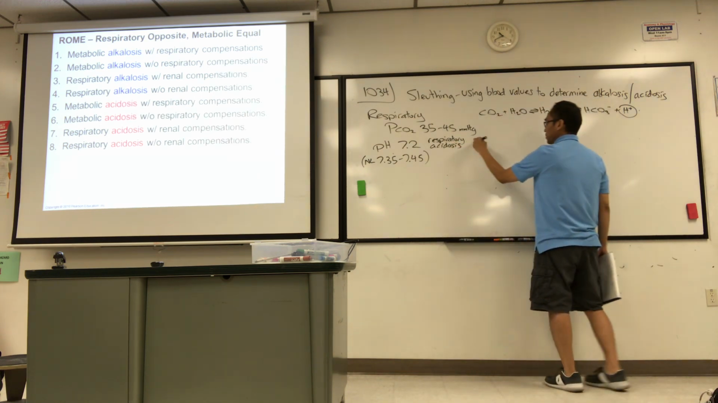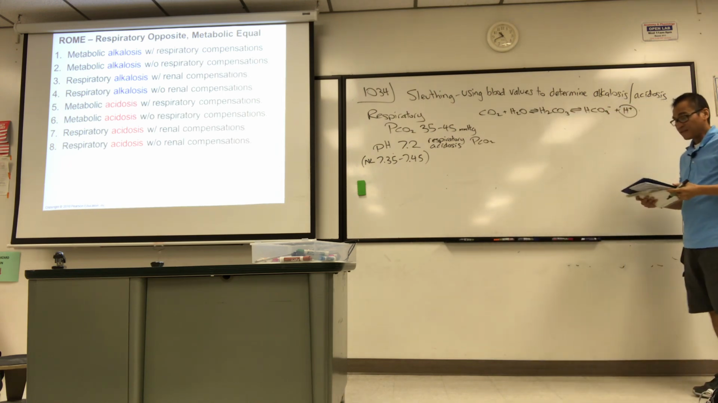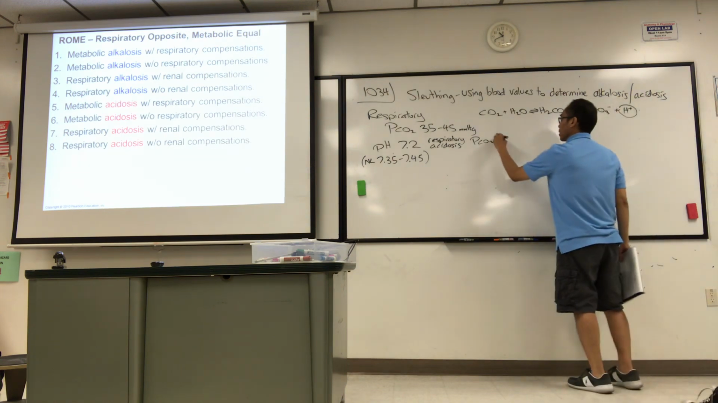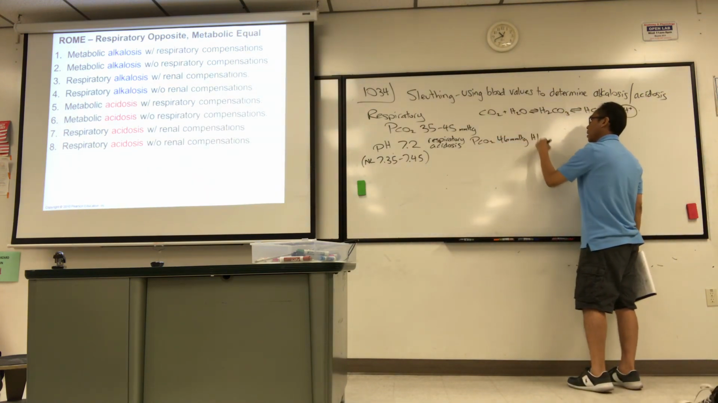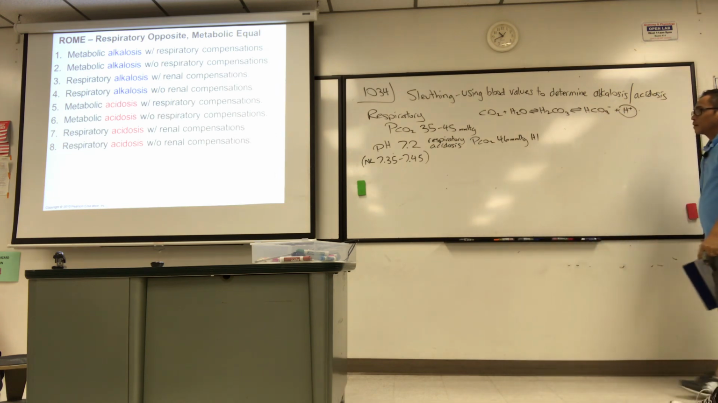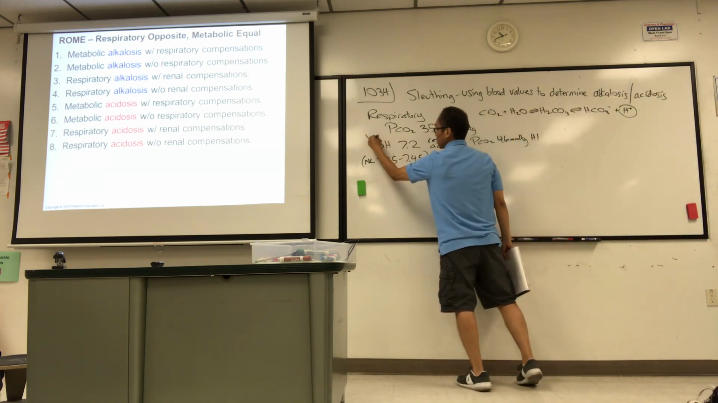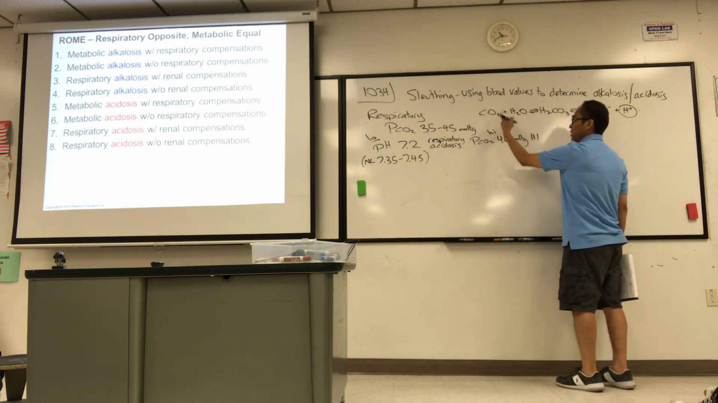Look at the PCO2 level. What you would expect is that that level should be kind of high, say 46. So if the pH value is low and it's a respiratory cause, that number should be high based on this equation.